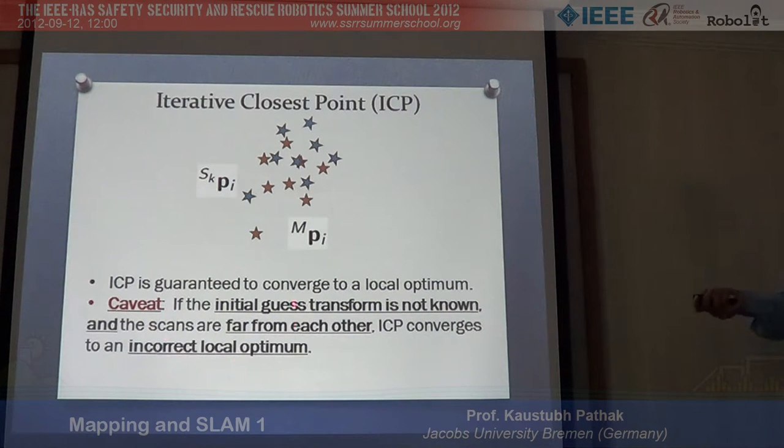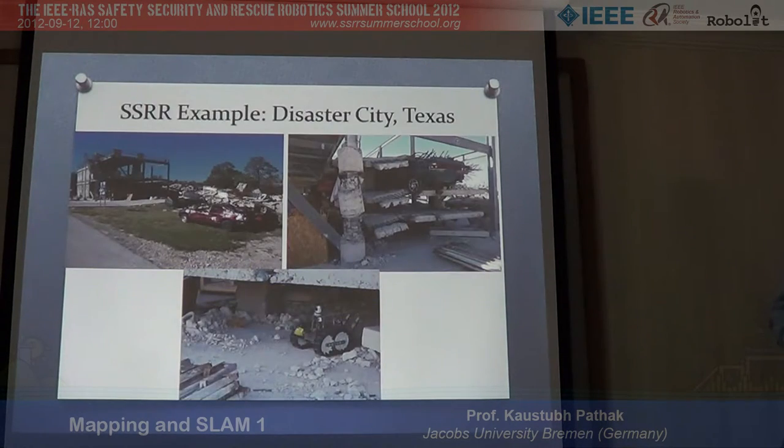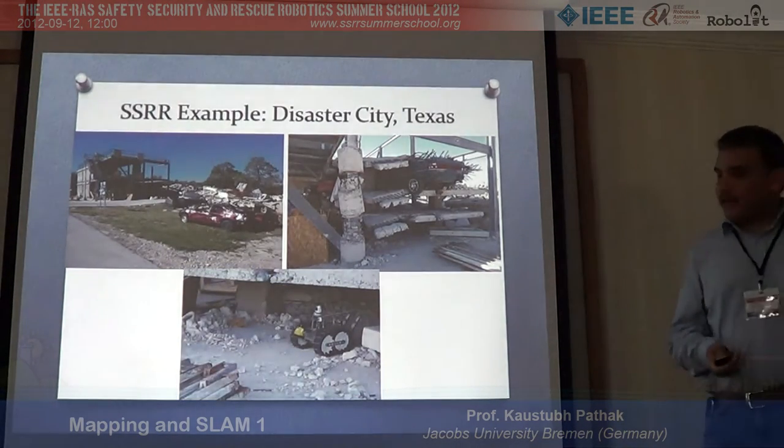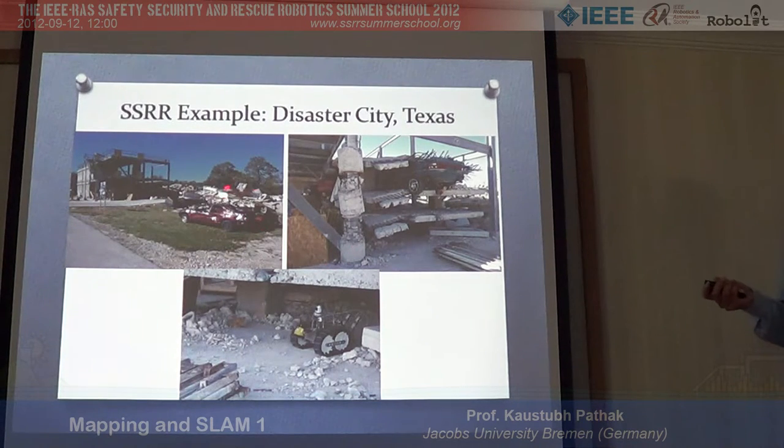So the caveat in ICP is that if the initial guess transform is not known and the scans are far from each other, ICP converges to an incorrect local minimum, which we also found for our SSRR examples for data that we collected at RREE in Disaster City, Texas. I think this was 2008. And this data set is called the crashed car parking data set. And this is our robot with a tilting laser rangefinder in the front of it.